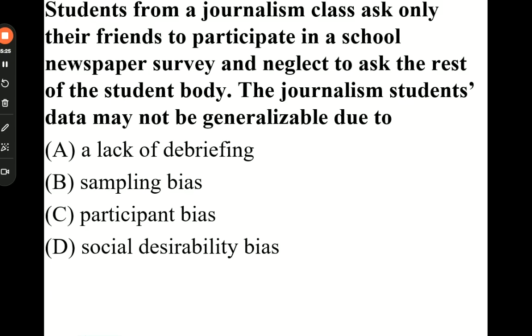Students from a journalism class ask only their friends to participate in a school newspaper survey and neglect to ask the rest of the student body. The answer is sampling bias. You need to ask everybody in your school or a random sample of everybody in your school. You can't just ask your friends. Okay? Then if you do, then you'll have sampling bias.